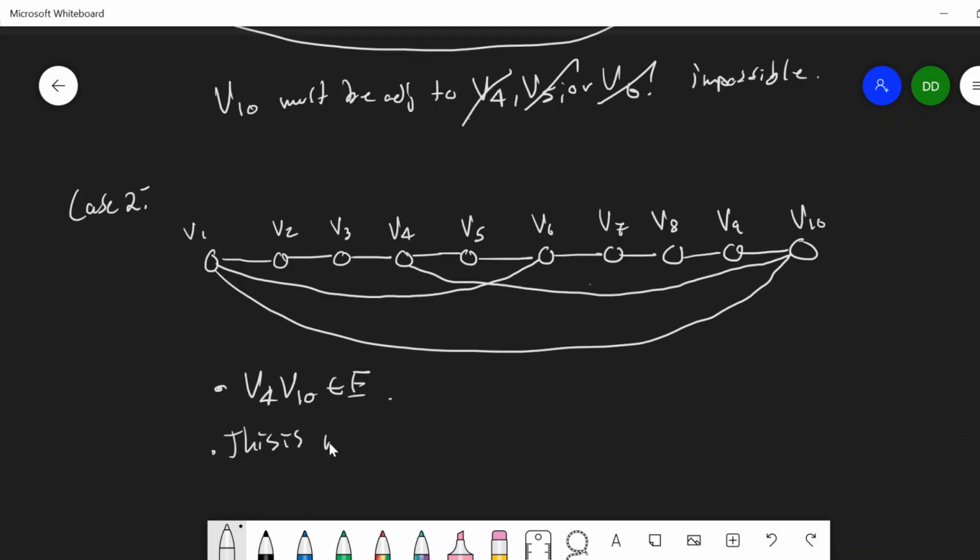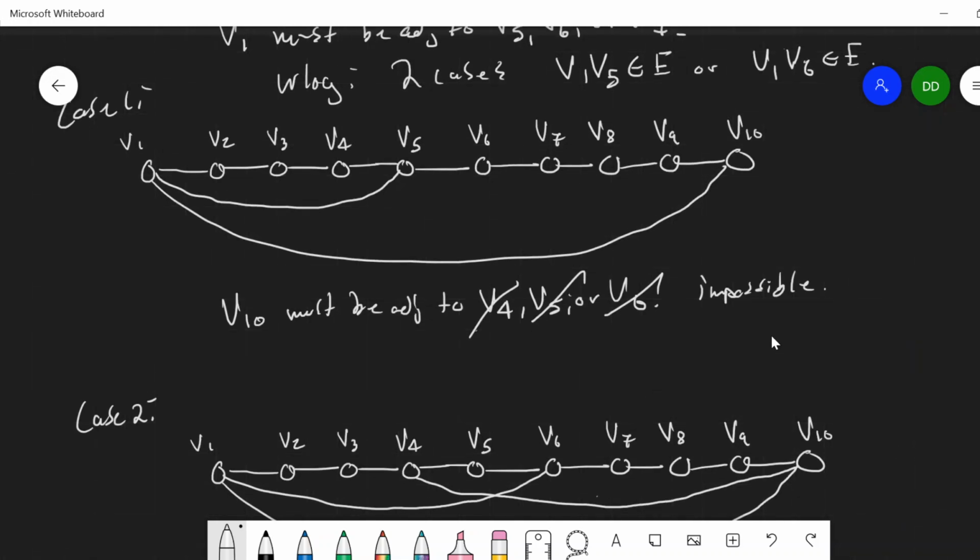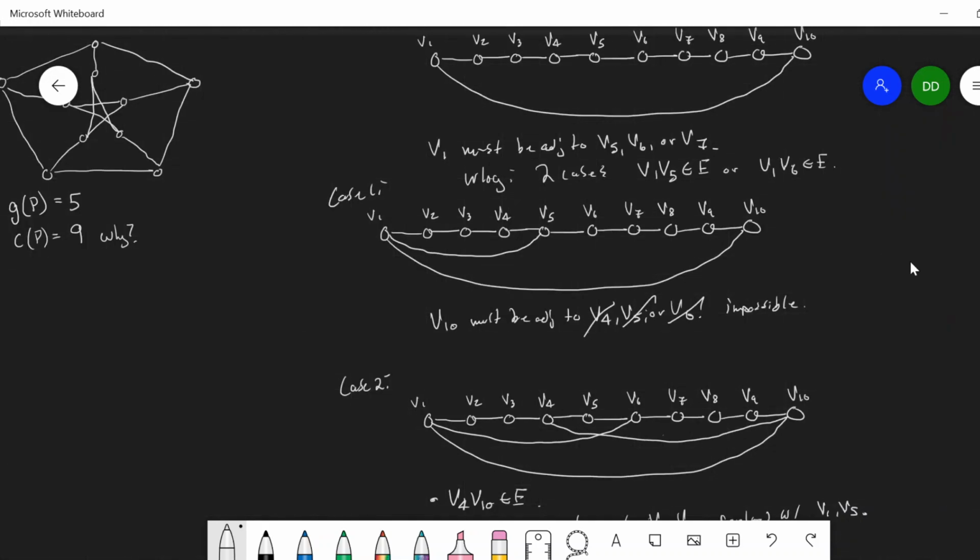This is now case 1 with V4, V10 replaced with V1, V5. It's exactly the same situation, and then we would run into a contradiction. And so this proves that the Petersen graph is not Hamiltonian.